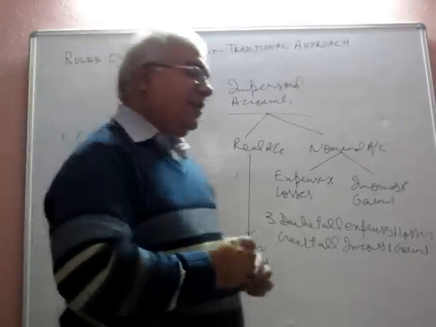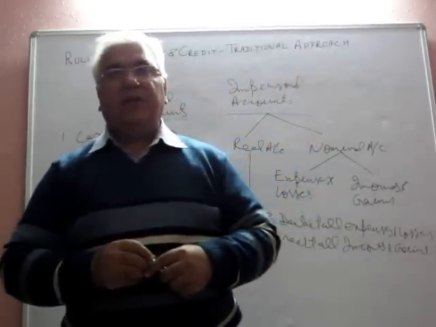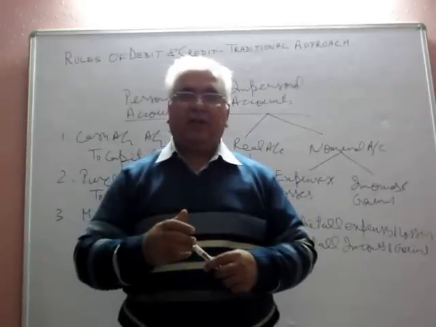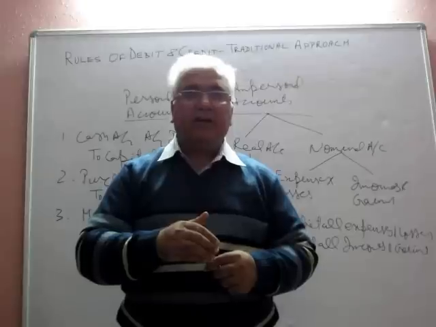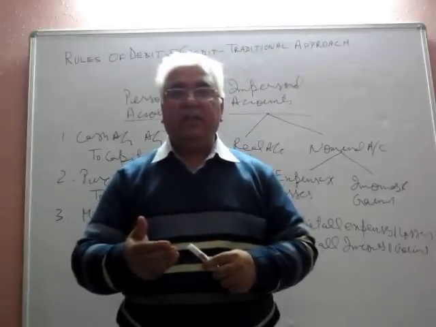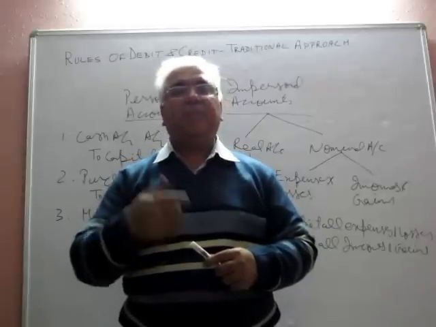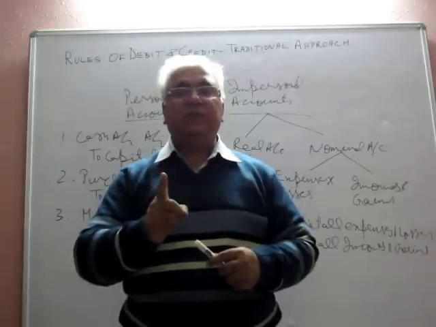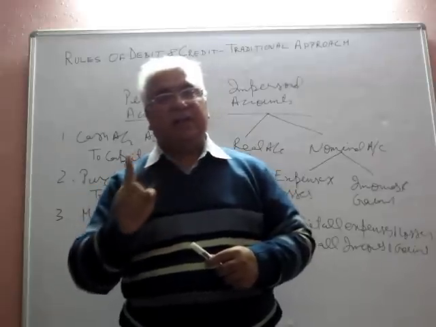Now, the next entry can be cash deposited in bank. If we analyze this transaction, cash account is a real account. If it is increasing, it will be debited, but if it is decreasing, then it will be credited. In this case, we are depositing the cash in the bank, so cash is decreasing. For real accounts, the rule is debit what comes in, credit what goes out. Hence, cash will be credited.